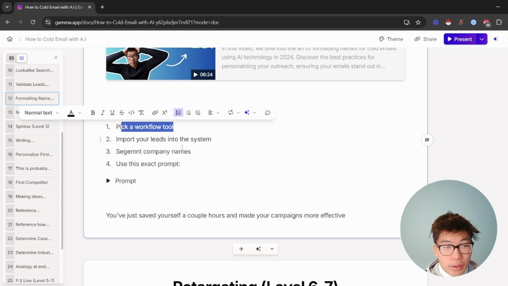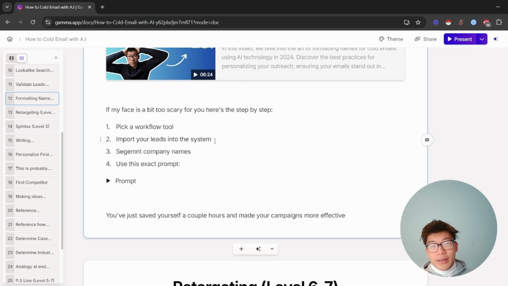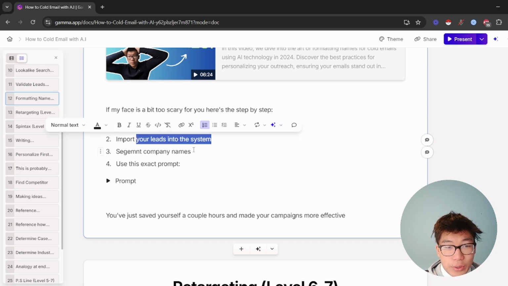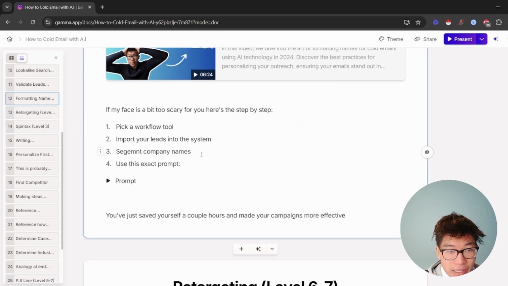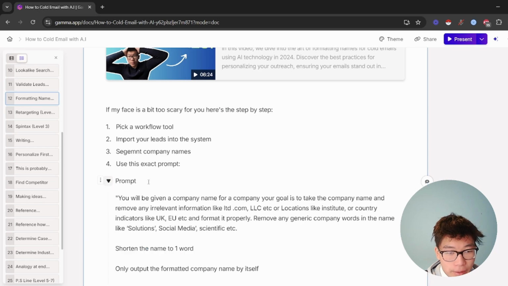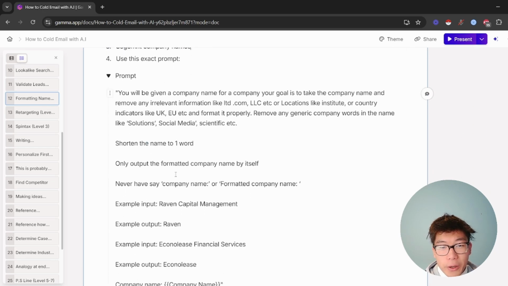So you pick a workflow tool. I'm going to be cutting down on what I say because I'm not going to keep repeating these exact tools, you know what they are. So pick a workflow tool, import your leads into a system, segment company names, and then use this exact prompt. You will be given a company name. Your goal is to take the company name and remove any irrelevant information like Ltd, .com, LLC, etc., or locations like institute, country indicators like UK, EU, etc., and format it properly.